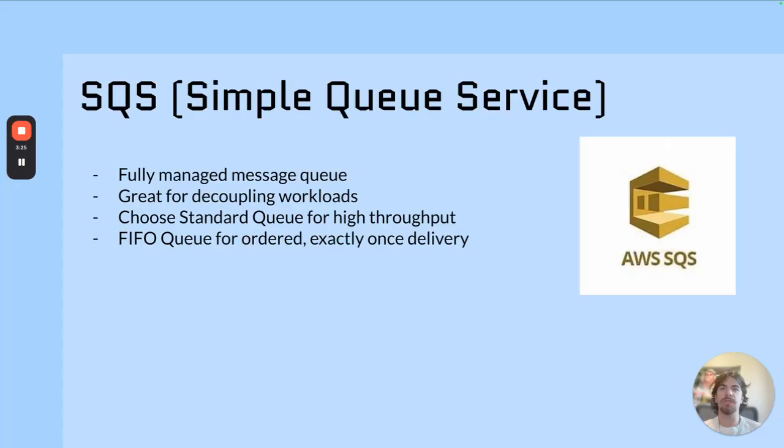And we have SQS, or the Simple Queue Service. SQS provides a fully managed message queue that lets one part of your app send messages and another consume them later. It's great for decoupling workloads, and you can choose between standard queues for high throughput or FIFO queues, first in, first out, for ordered and exactly once delivery.